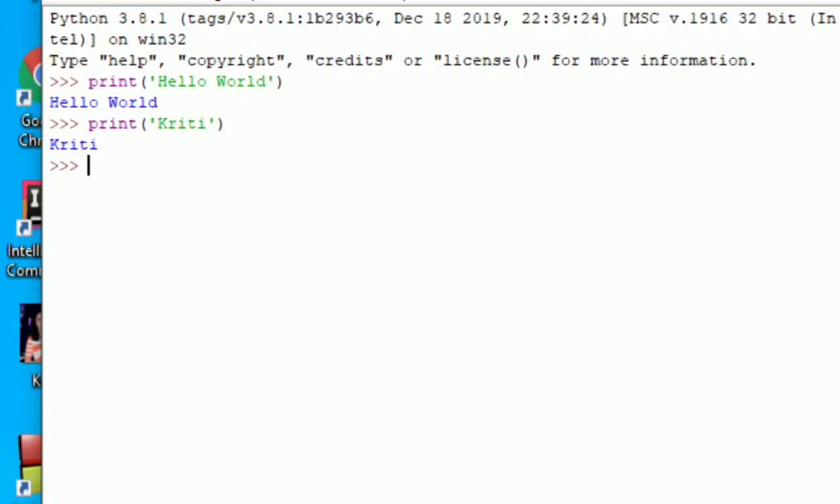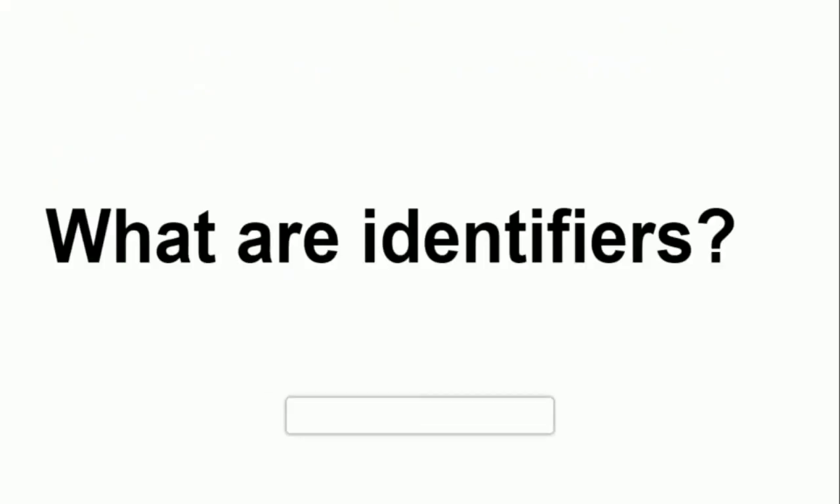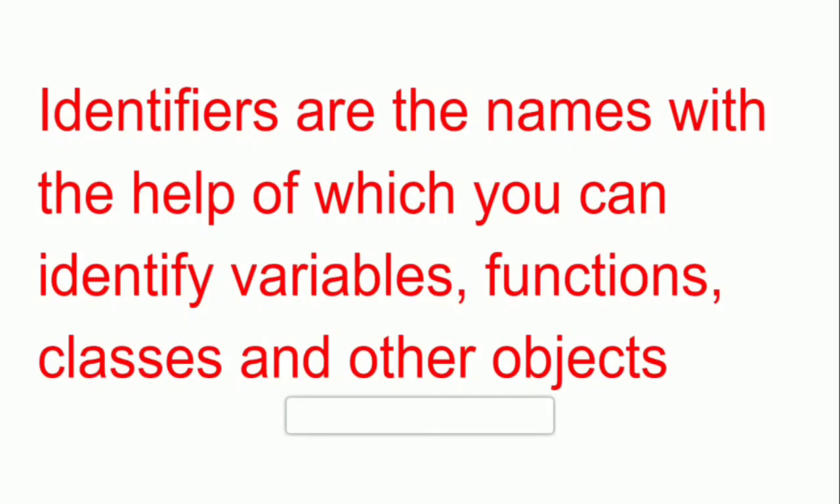So now we will see what are identifiers. Identifiers are the names with the help of which you can identify variables, functions, classes, and other objects. Let me give you a real life example. For example, you are a girl. How will I identify you? Your name is your first identity. Whatever be your name, it will be your identity. Similarly, in Python, identifiers are the names with the help of which you can identify objects.